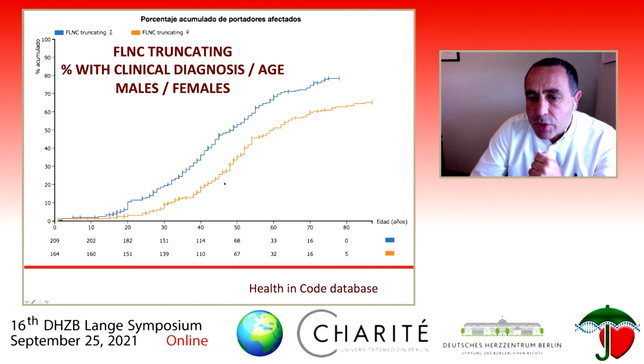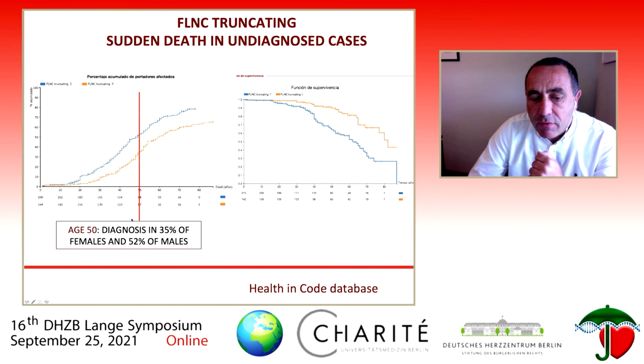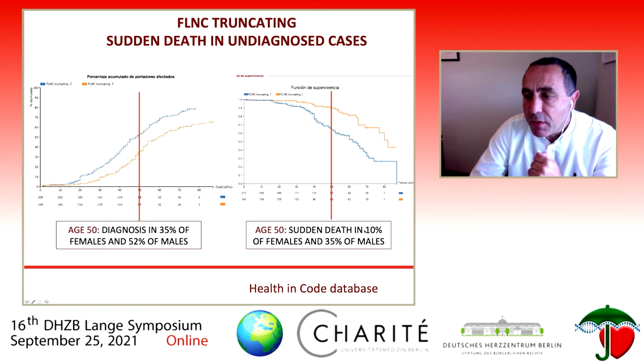This is the age of onset. Females, when they are 50, less than 30% have clinical manifestations. But you see here, if you are 50, there is a diagnosis of 35% of males and 52% of females. And there is sudden death in 10% of females and 35% of males. We are running out of time.